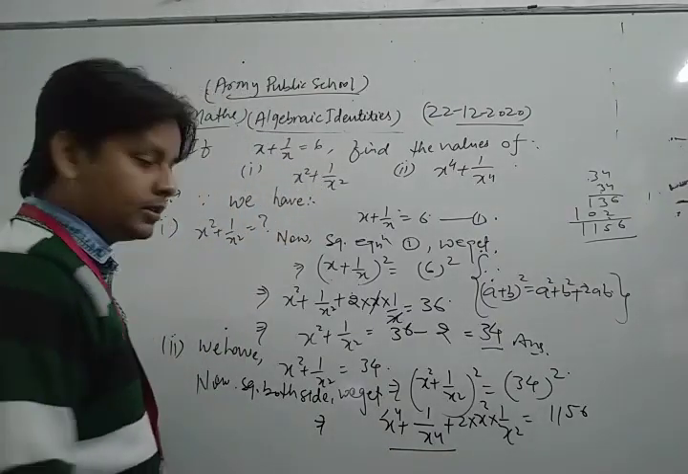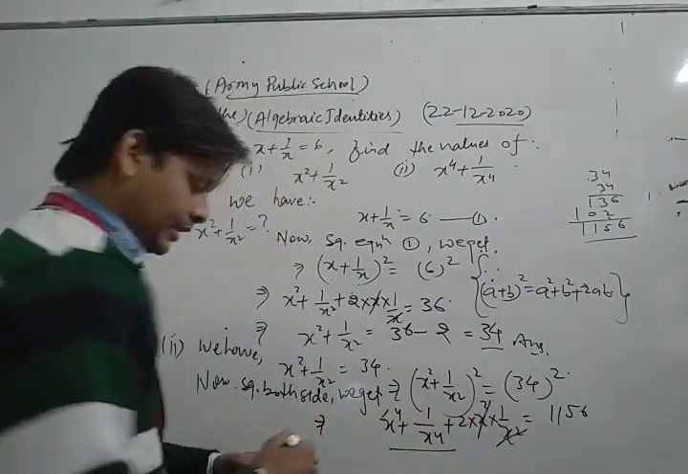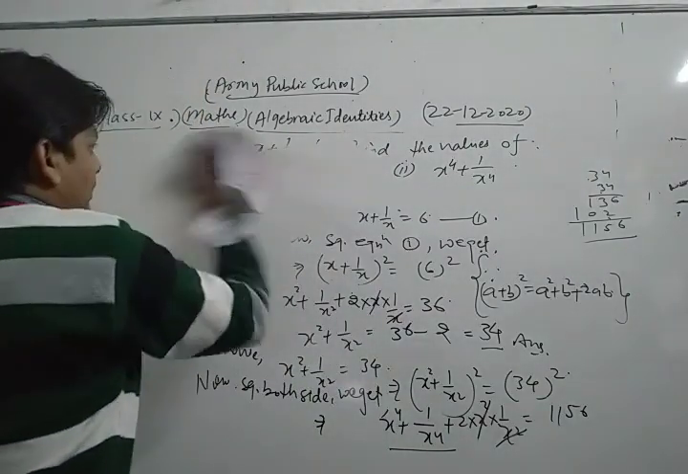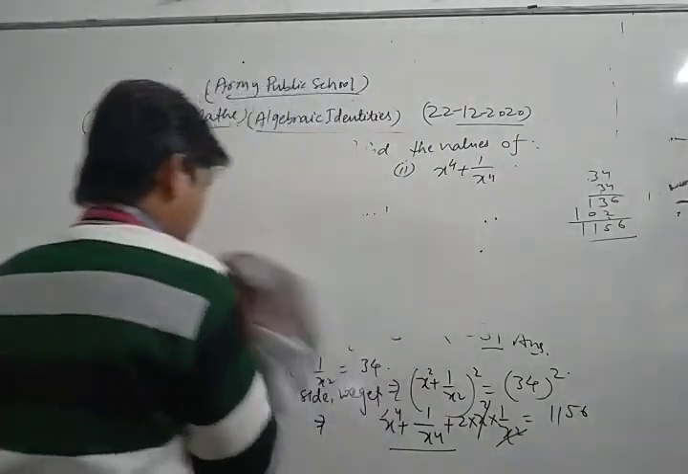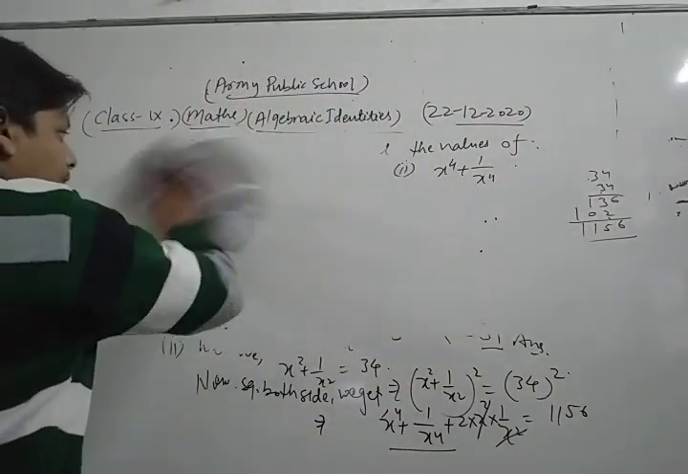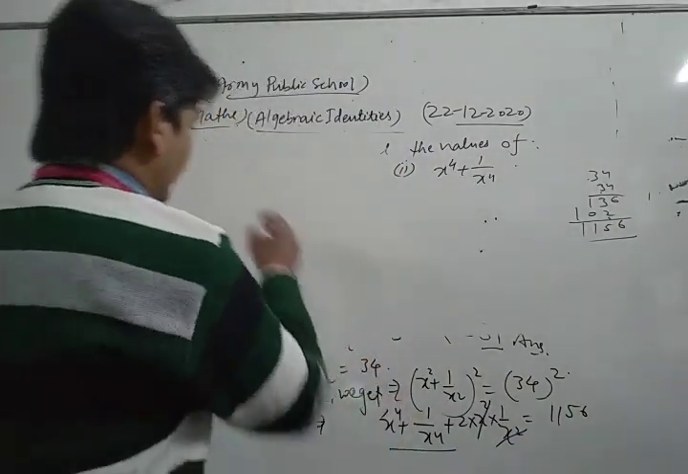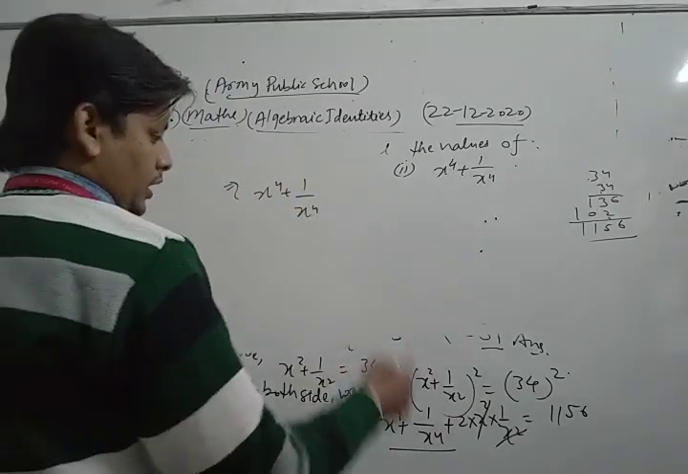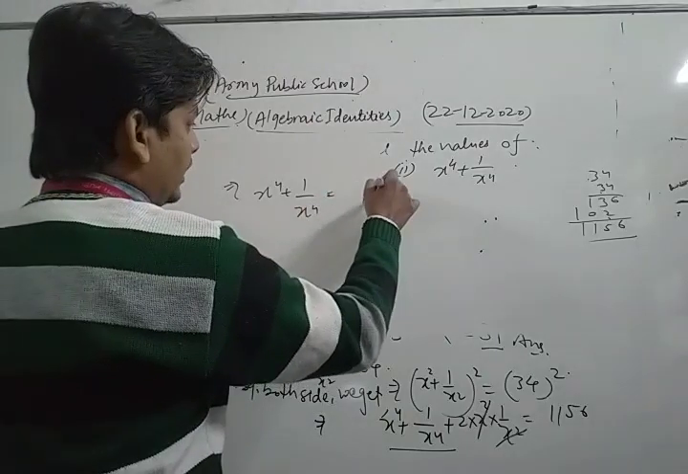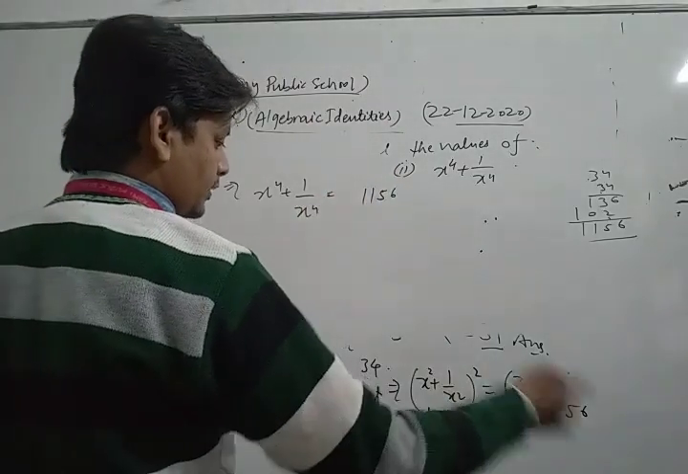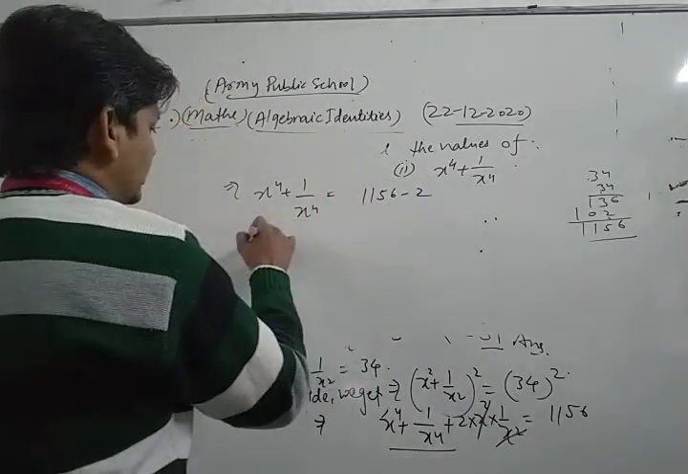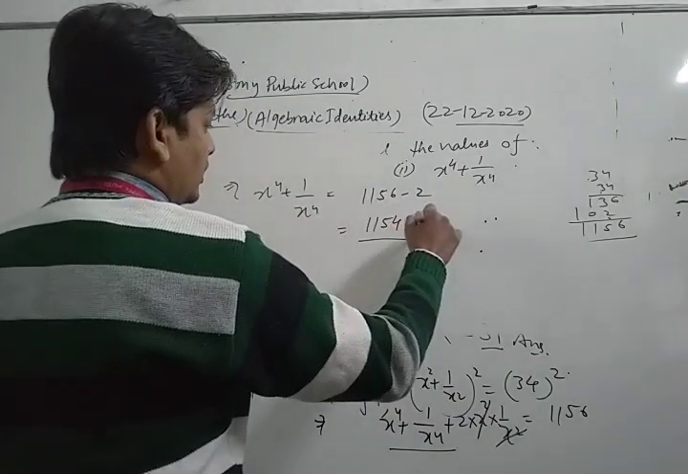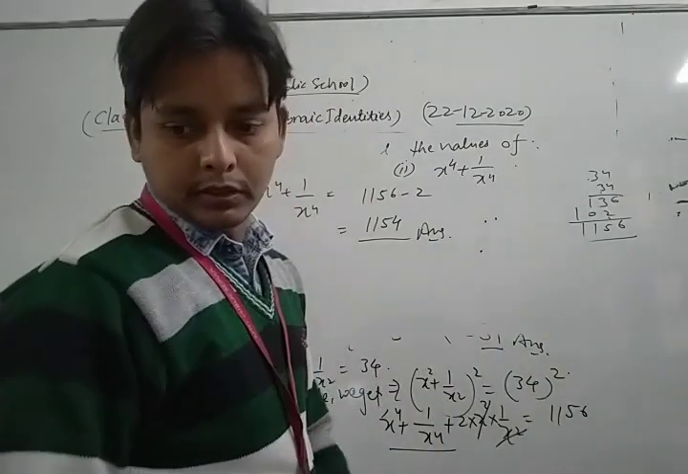Now dear students, x square cancels. Now what do I get? The value of x to the power 4 plus 1 upon x to the power 4 is equal to 1156, transferring 2 to that side, minus 2. Thus the value of this is 1154. This is our required solution of the given question.